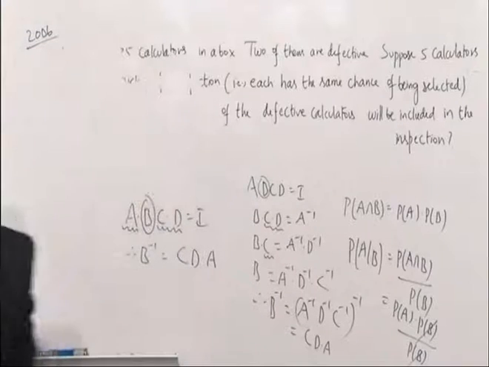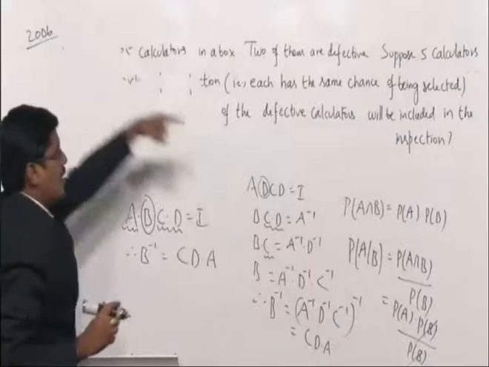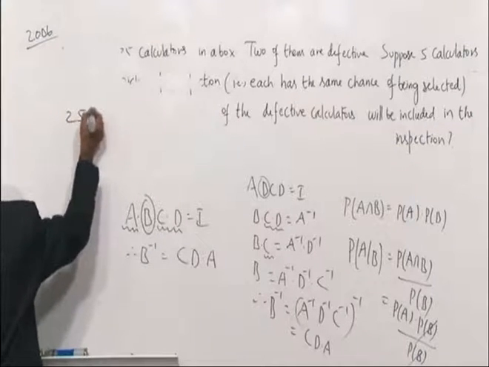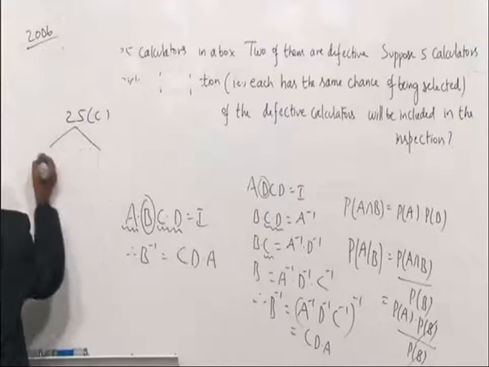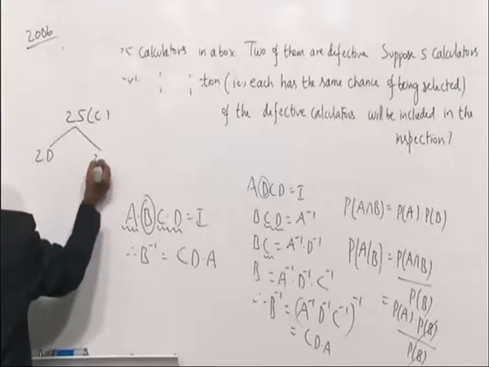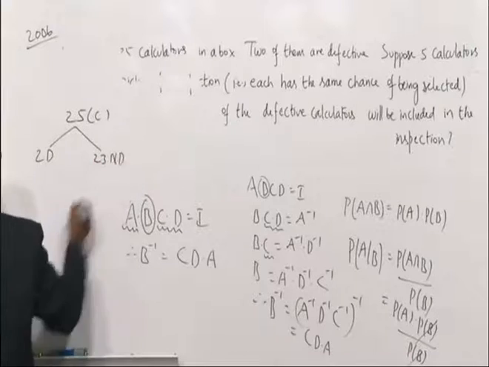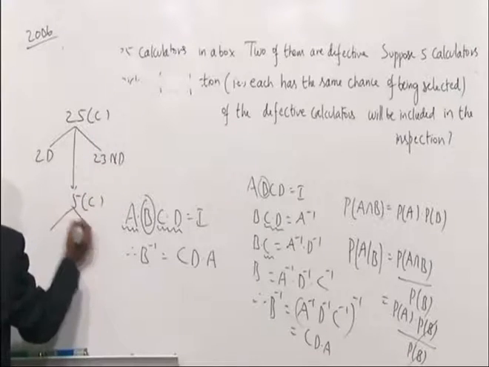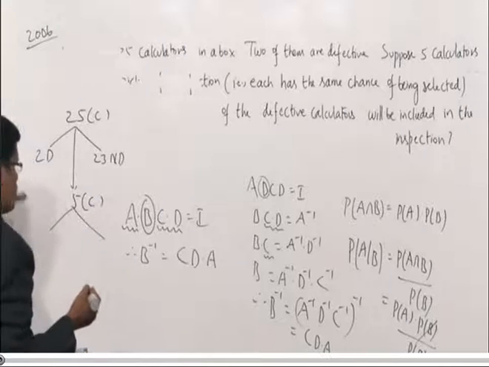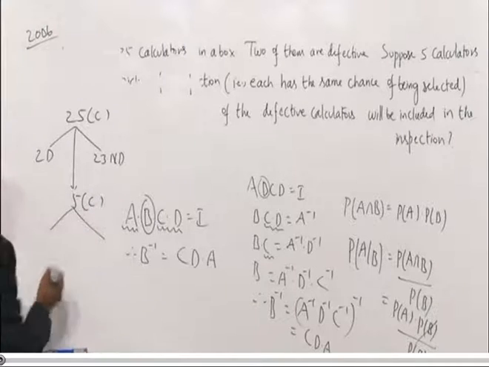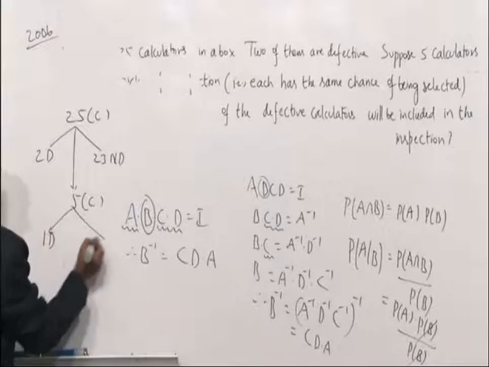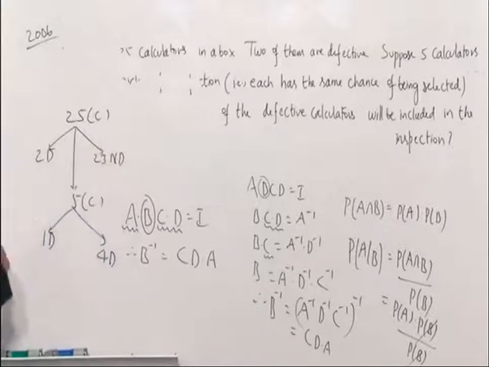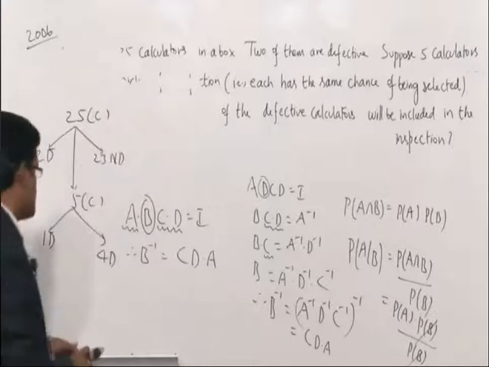So I am giving the tree diagram for this problem. I already gave the answer for this problem, 1 by 3, 2006. Total 25 calculators, and in this, 2 defective, 23 non-defective. ND stands for non-defective. From this we are selecting 5 calculators. In these 5 calculators inspected, only one calculator is to be defective. So 1 defective, others should be 4 non-defective. This is the tree diagram. Okay, then you check whether the answer 1 by 3 is correct or not.